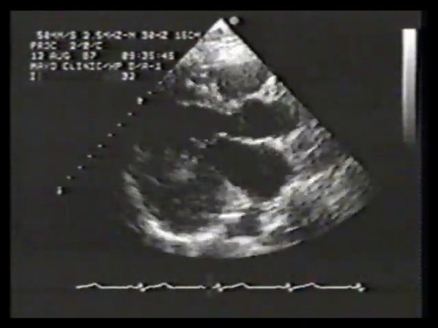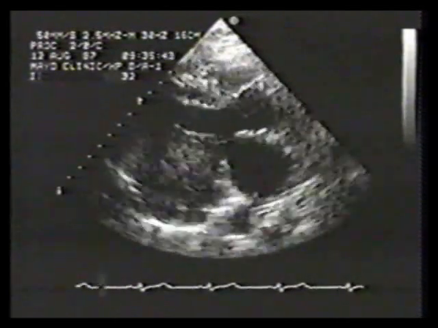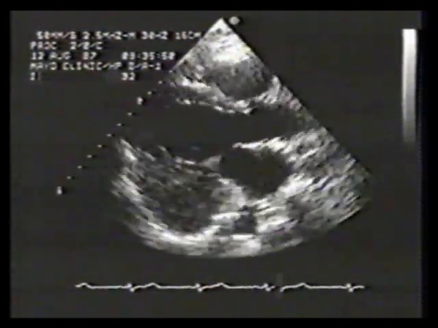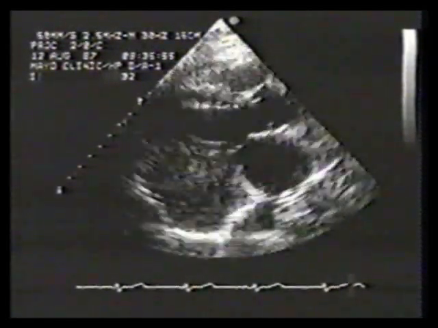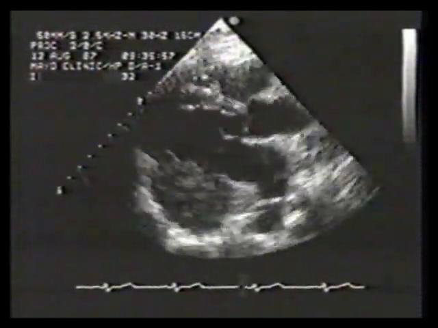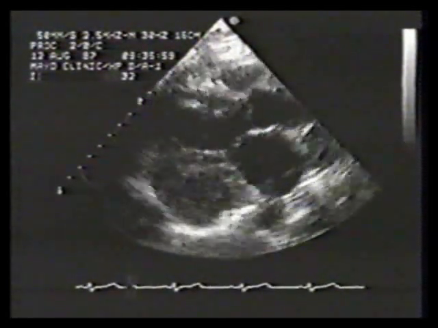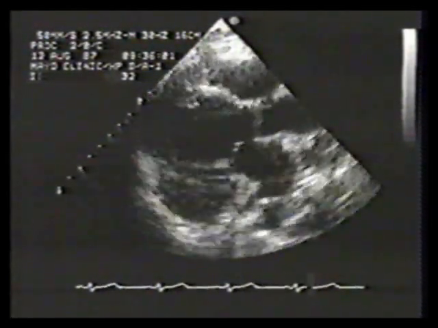valve. Note that this ovoid mass is relatively hypolucent and is not hyperrefractile, which would be more characteristic of a fibroma or lipoma. Other echocardiographic views are necessary to characterize benign versus malignant.